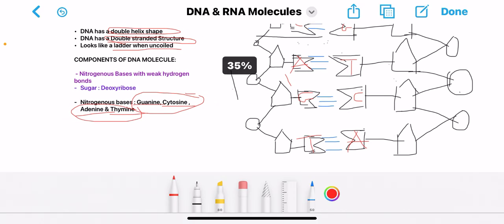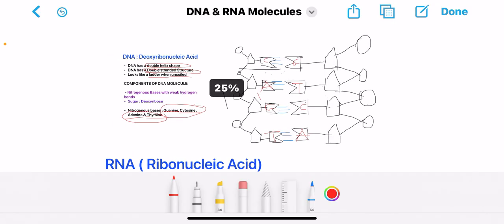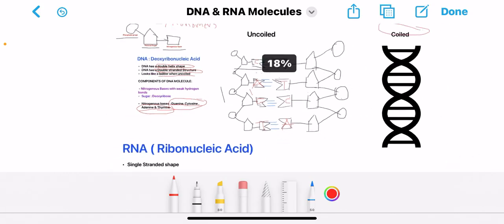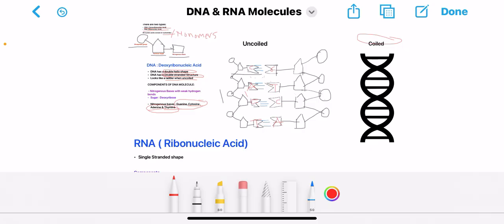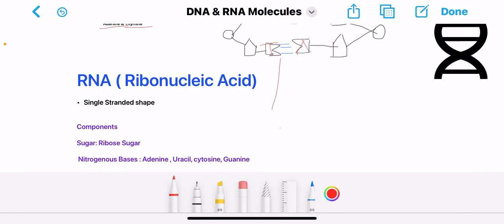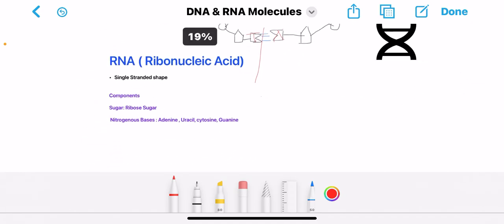Now, I hope you pause the video and copy the structure of DNA so you can know the shape. When we speak about shape, it is only when it is coiled. When we speak about the double-stranded structure, it is when it is uncoiled. Okay? If you did not understand anything that I said, pause the video and rewind so that you can understand. So now we go to RNA.